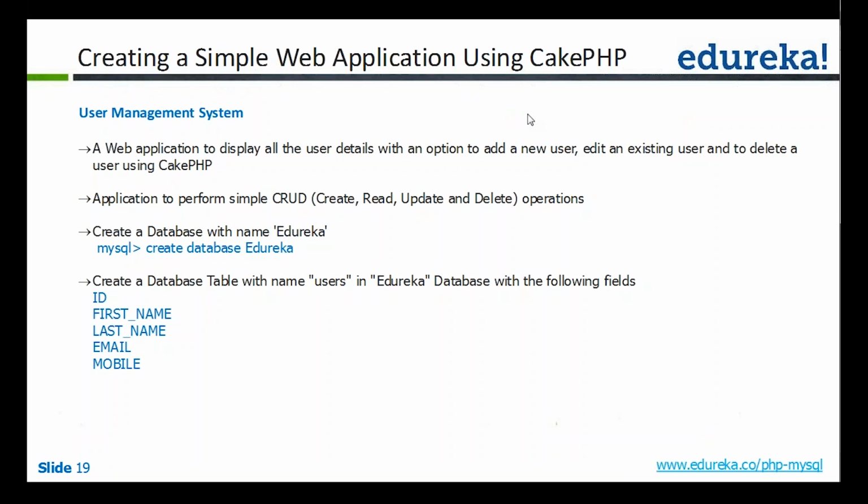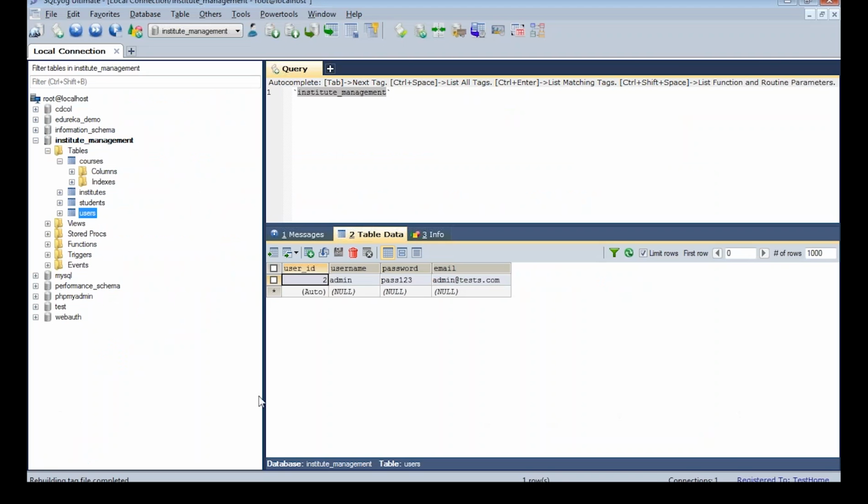Next, we'll see a bit of stuff that we can build with CakePHP. A user management system is a kind of application that we can try out with CakePHP, and it would be a simple CRUD operation: create, read, update, and delete. Create a database. We have created a database already, and my database name is institute_management.